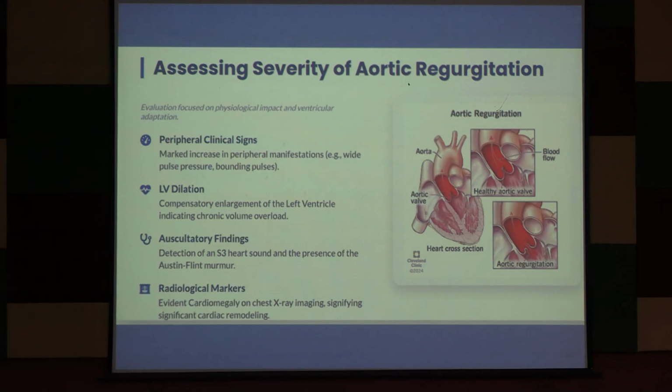So in summary, severity of the aortic regurgitation: peripheral clinical signs, LV enlargement or dilatation, auscultatory findings such as S3 and Austin Flint murmur, and radiological markers such as cardiomegaly, that is the evidence of the cardiomegaly.